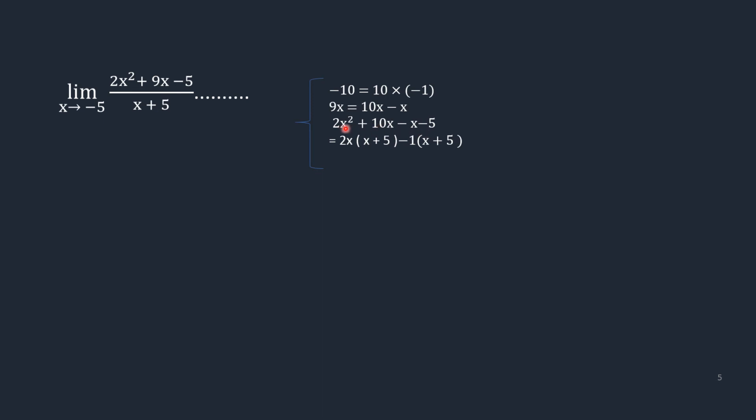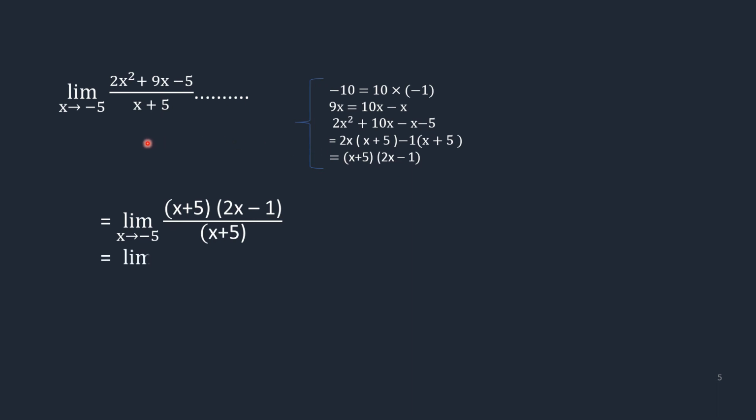Now from the first two terms we will take 2x common, and from the last two terms we will take minus 1 common, and we will get the factors as x plus 5 multiplied by 2x minus 1. We will use these factors in the next limit. So our limit becomes the limit of x plus 5 multiplied by 2x minus 1 over x plus 5 as x approaches minus 5.